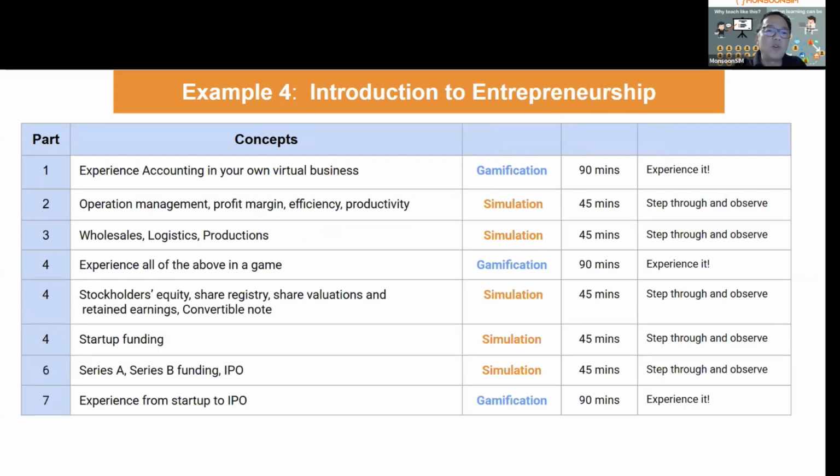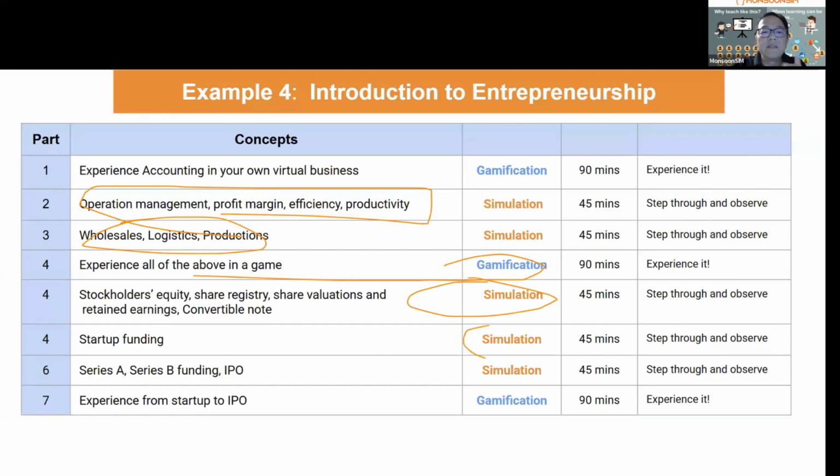Now, another example is entrepreneurship. You can start with experiencing accounting in your own virtual environment. You can then go into operation management. You can let them experience this. You can go into wholesale, logistics, production, and you can experience them in a game. And then you can simulate all these stakeholders, equity, share registry, share valuation, and so on. And then startup funding, Series A funding, B funding, and then go to a game. Or you can run a game all the way, right? So this is just some examples of how you can integrate into your lesson plan. It doesn't have to be that way, yeah? It's all up to you.